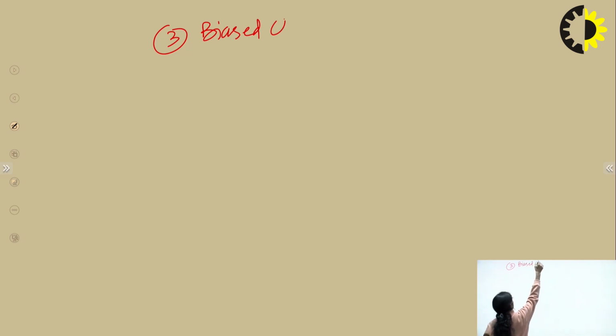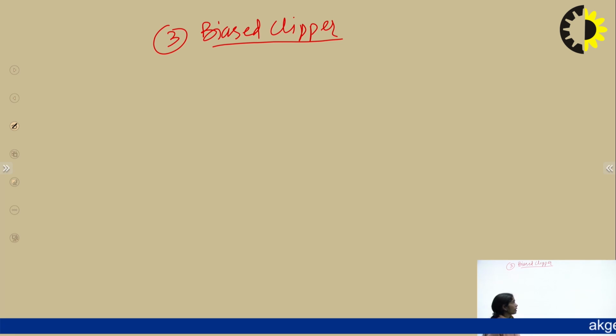Biased clipper. So in the biased clipper circuit, we will see how it works. Biased means an external battery is connected. When an external battery is connected along with the diode, it is called a biased clipper. Basically, we will use a DC voltage, so in this circuit we are going to use a battery along with the diode.